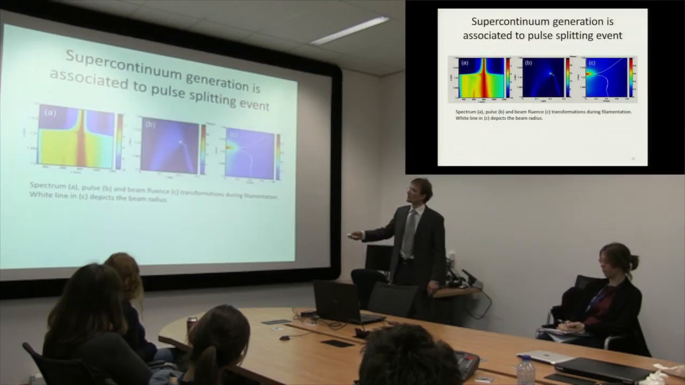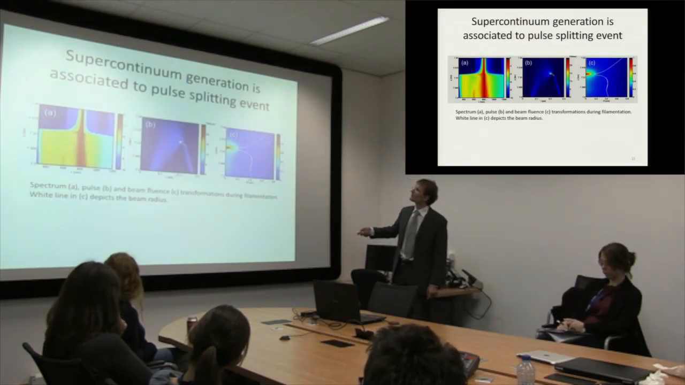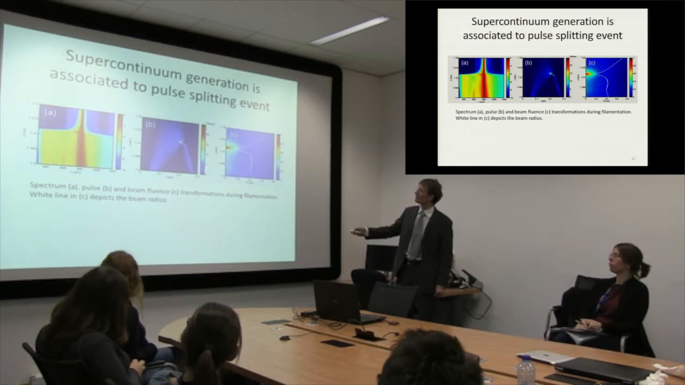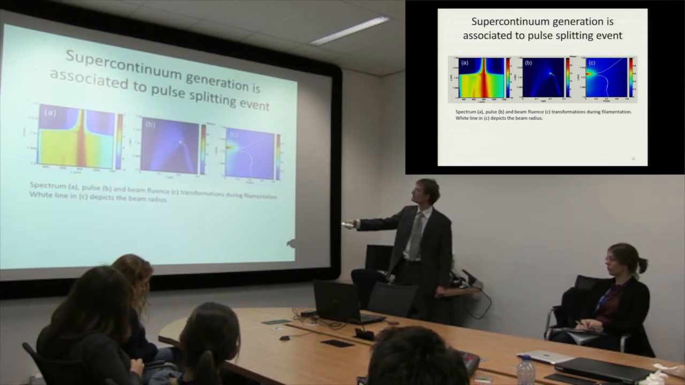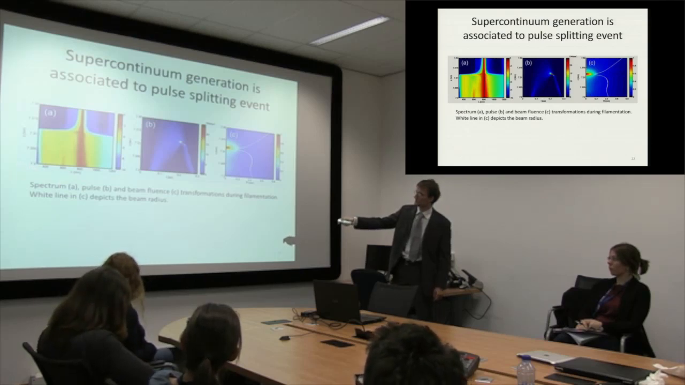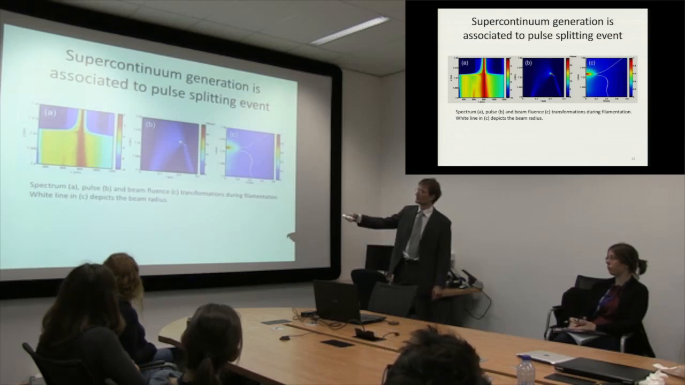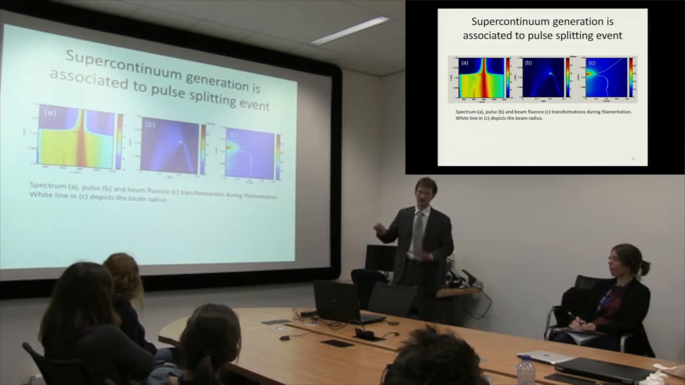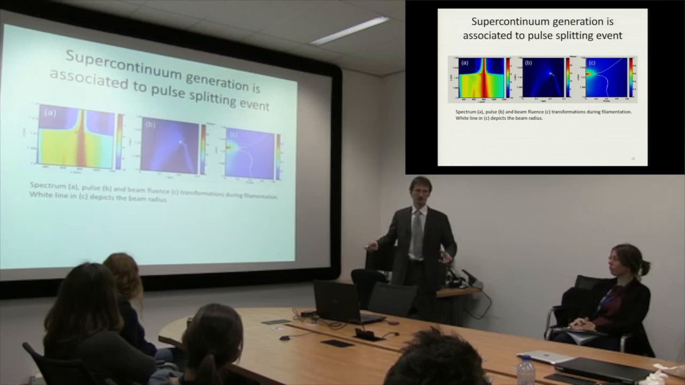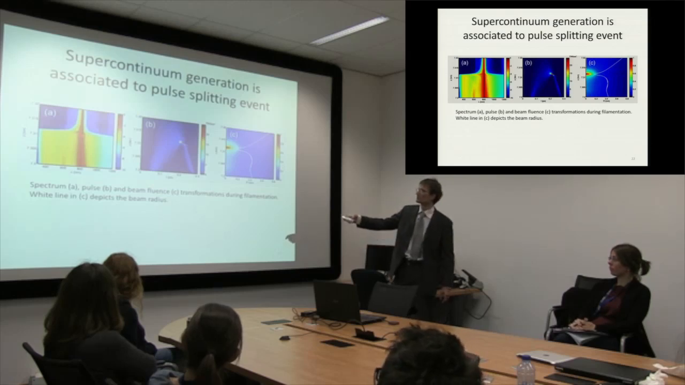Okay. Supercontinuum generation is associated with a pulse splitting event. In these three figures I'm plotting, in the first one, it is the wavelength dependence on the height. So we have a collapse at 7.3 kilometers or so. And we see a very sharp and very broad spectrum generated at this point.